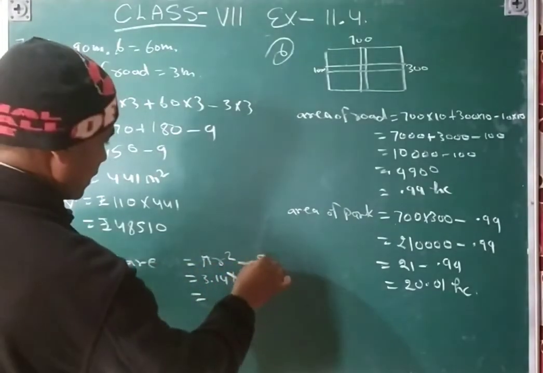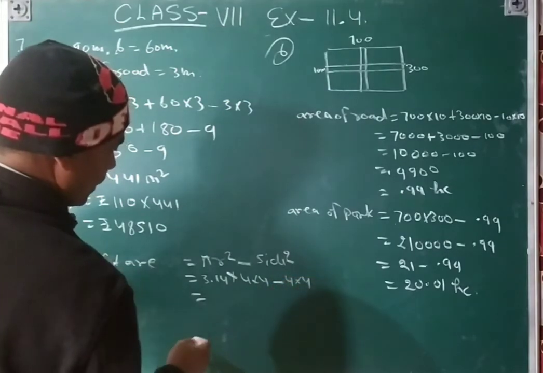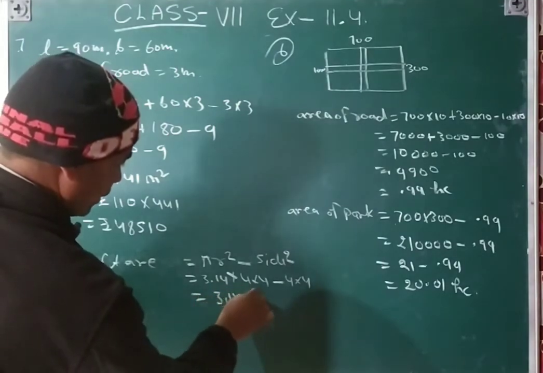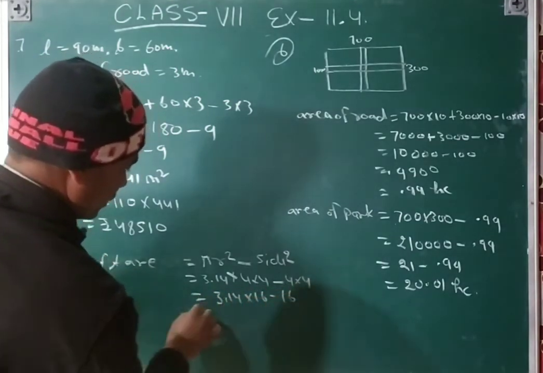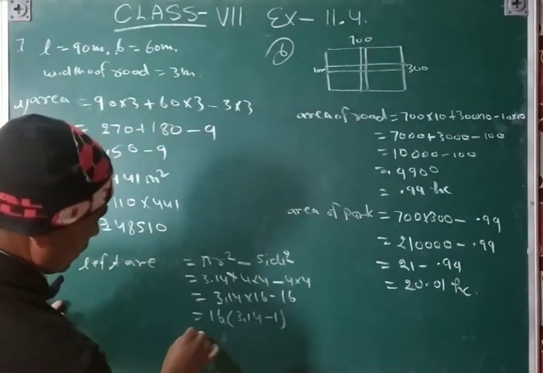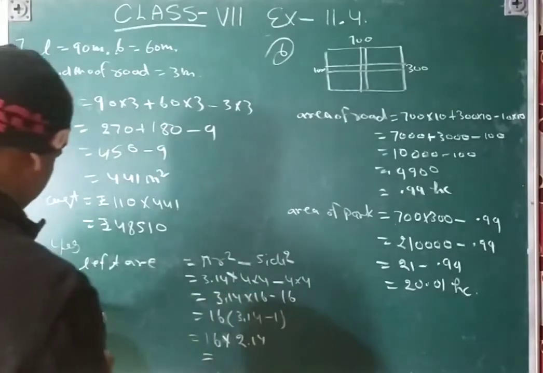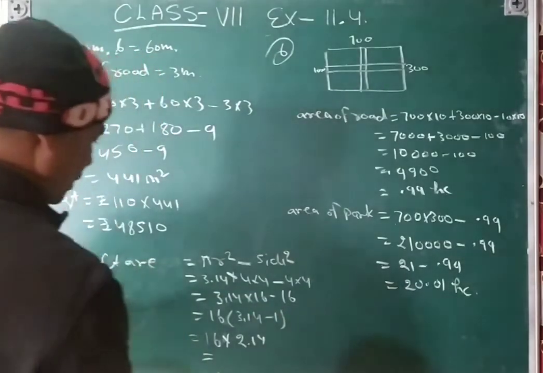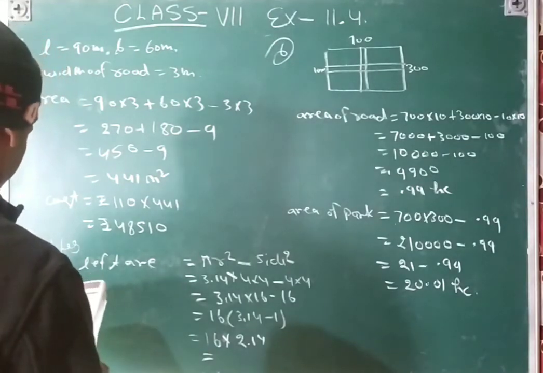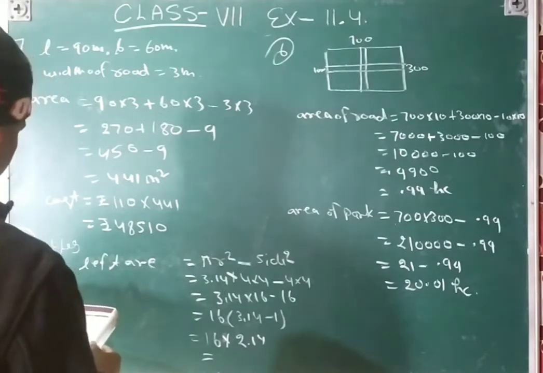Left area is equal to 3.14 into 16 minus the square, side into side, 4 into 4, that is 16. So we can take 16 common, and then that will be 3.14 minus 1. So 16 into 2.14, that will be left, 16 times 2 is 32. Left is looking more.